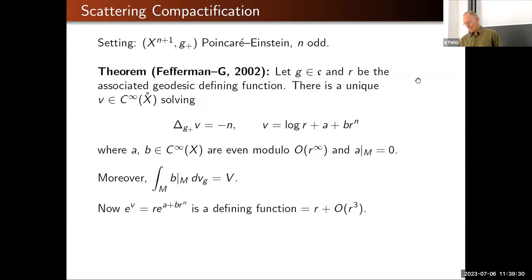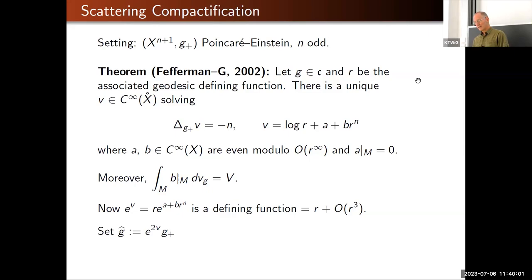And because A vanishes at the boundary and it's even, the first term in the expansion of A is R squared. It's even and it vanishes, so there's no R term. And so that means that this e to the v is a defining function which agrees with our geodesic defining function up to R cubed terms. But it's globally defined, uniquely globally defined. The geodesic defining function was only defined near the boundary. So it's a very good global defining function.